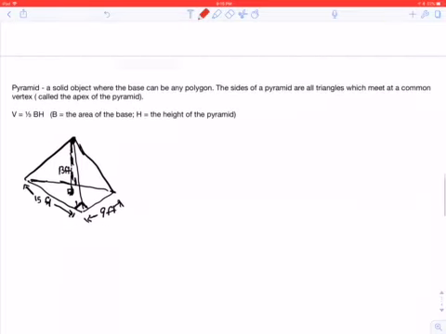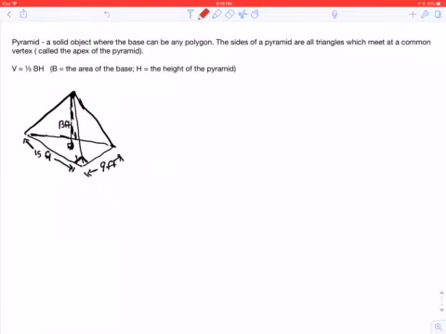Now, a pyramid is a solid object where the base can be any polygon. The sides of a pyramid are all triangles which meet at a common point called the common vertex, the apex of the pyramid. The formula is similar to the formula for a prism, except that it's 1/3 the area of the base, and there's only one base, times the height. The height stands for the height of the pyramid.